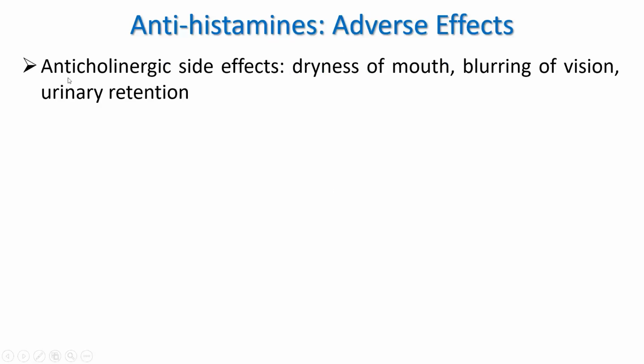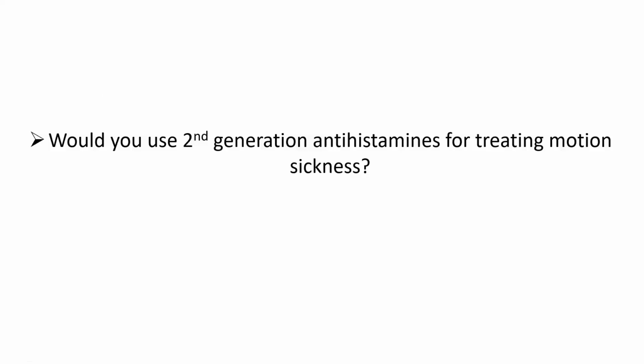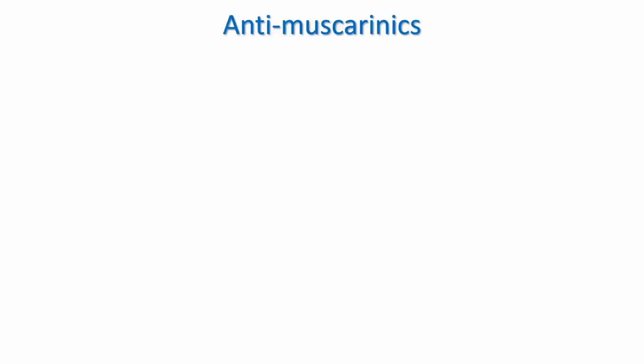Adverse effects will include anticholinergic side effects like dryness of mouth, blurred vision, and urinary retention, and sedation, because they are first generation. So would you use second generation for treating motion sickness? Because it won't cross the blood-brain barrier, so it won't help. So you'll stick to those first generation.